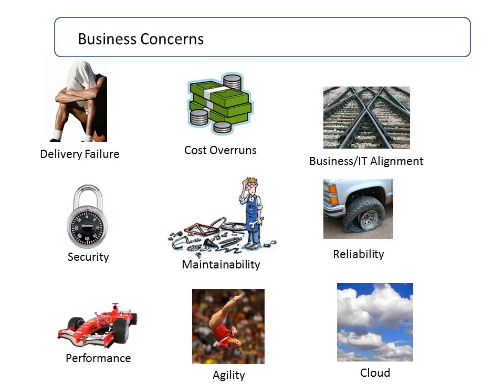The business needs better business IT alignment, which means that when we deliver functionality, that functionality needs to be the functionality that the business really needs. The business needs our systems to be secure, maintainable, and reliable. They need to have good performance, and they need to meet the agility that the business needs in order to rapidly respond to changing business conditions. And of course, everybody's worried about how best to use the highly efficient platform we know as the cloud.